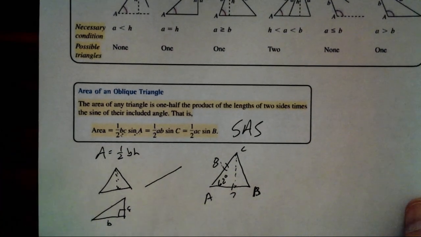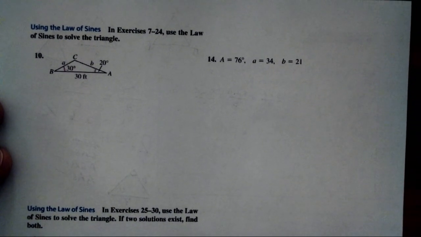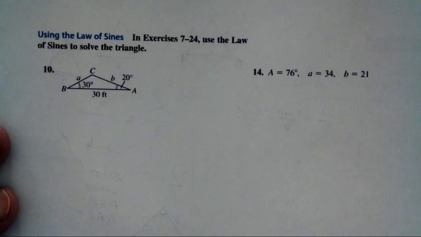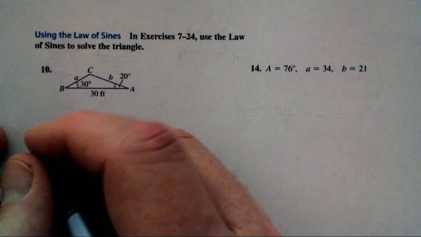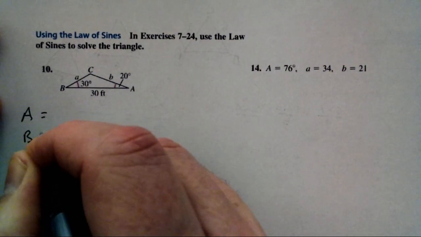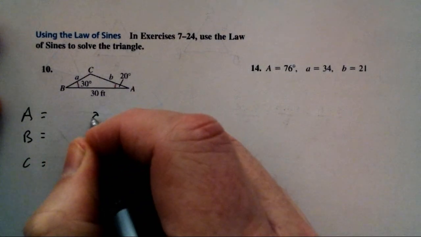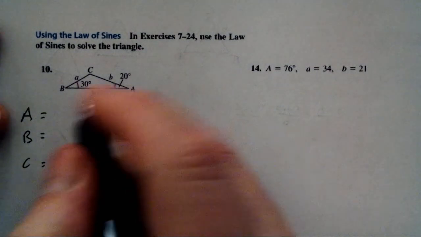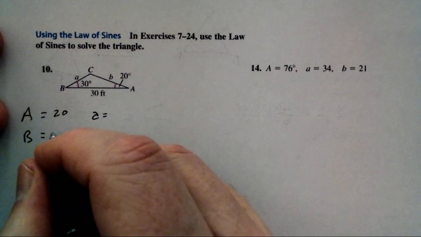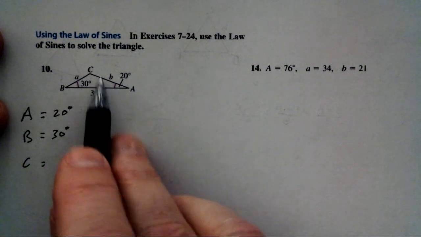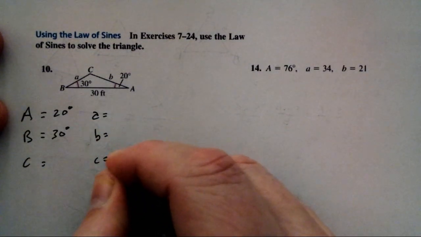Okay, so let's take a look at some examples here. Solve the triangles. So here we've got a triangle, we've got some given parts. I would do it this way. I'd say we've got angle A, angle B, angle C, side A, side B, side C, and we know angle A is 20 degrees and we know angle B is 30 degrees, and we know side C is 30 feet.